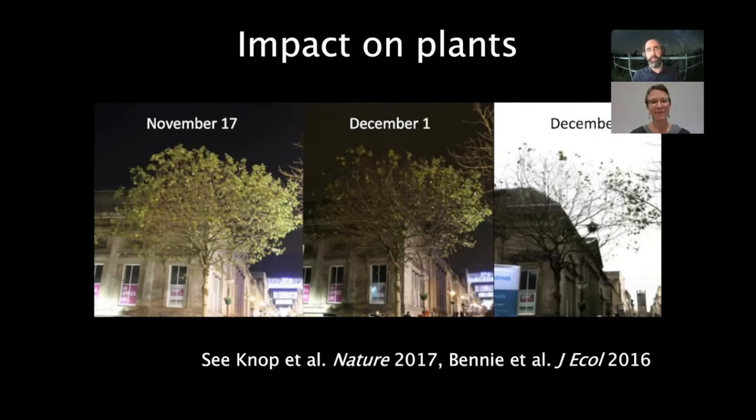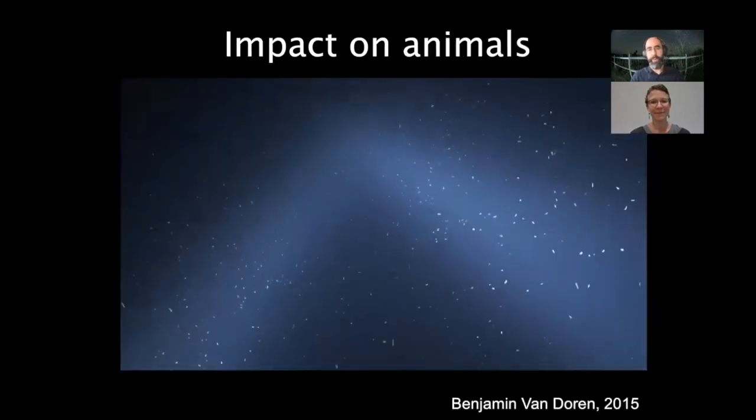This is another stressor for trees that are already in urban areas under a lot of stress from things like not having enough water or having a lot of dust. Lights also have really profound impact on animals.